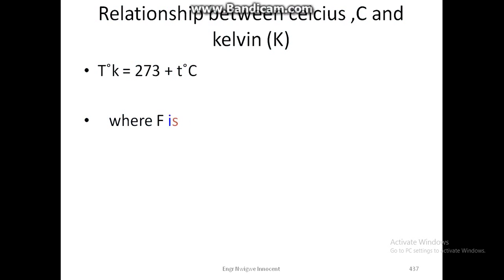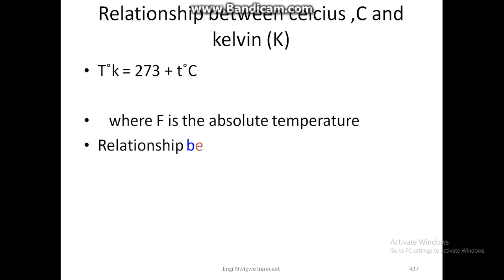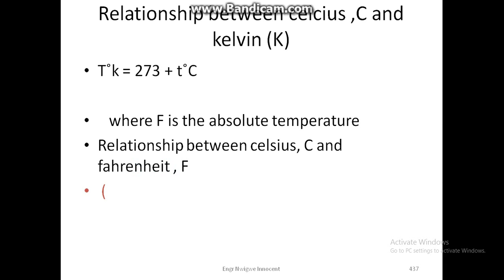Relationship between Celsius, C, and Kelvin. Temperature in Kelvin is equal to 273 plus T degrees, where T is the Celsius temperature. Relationship between Celsius, C, and Fahrenheit, F minus 32 over 9 is equal to C over 5.